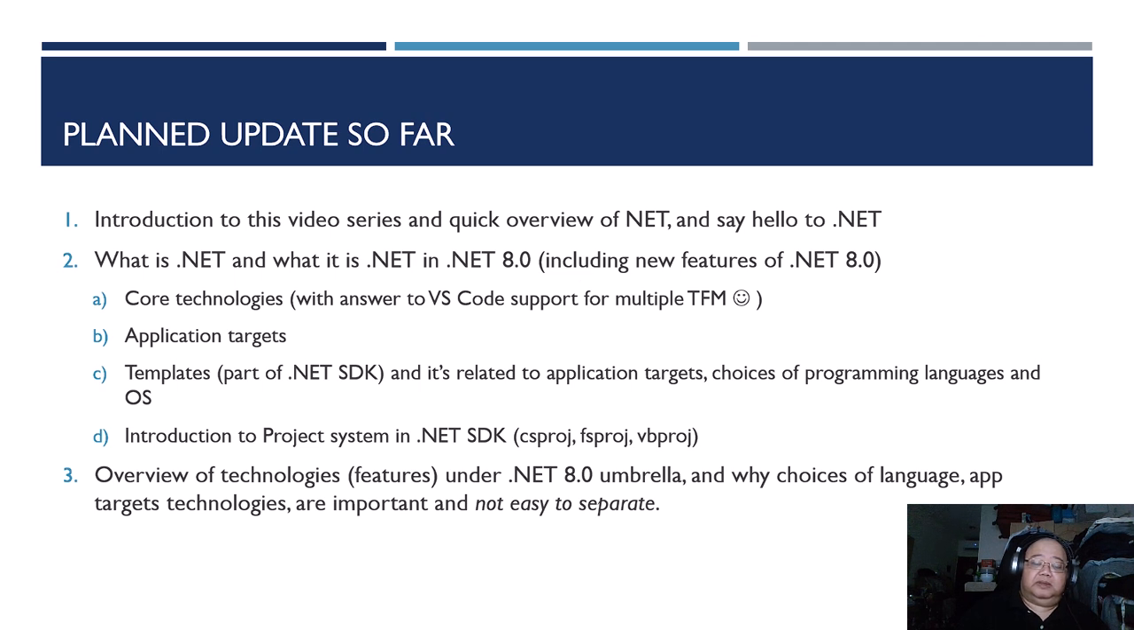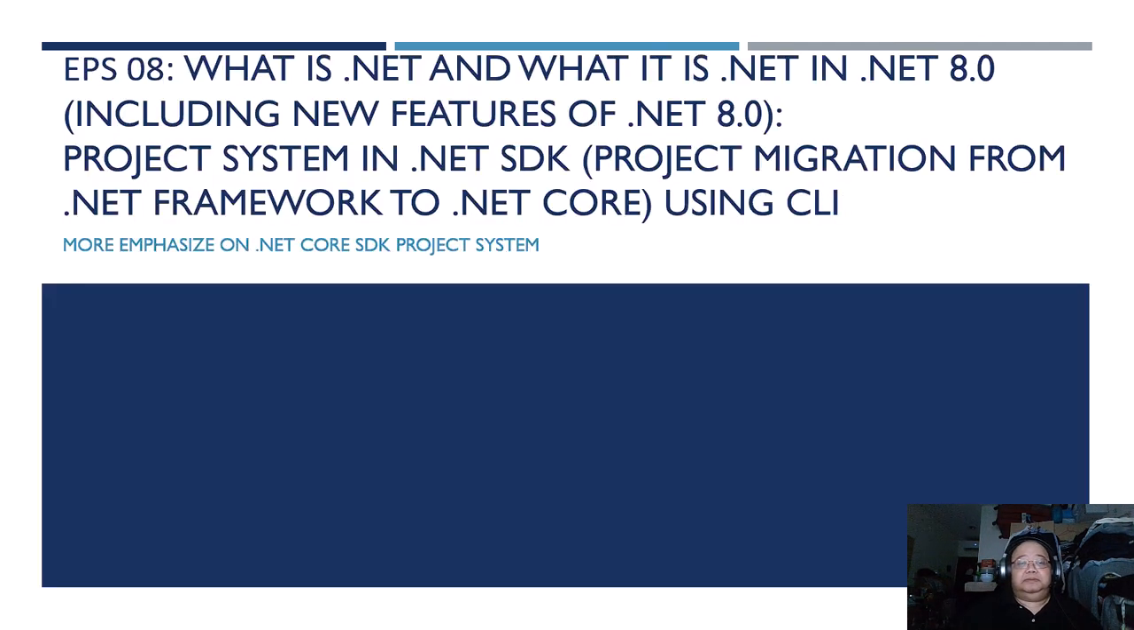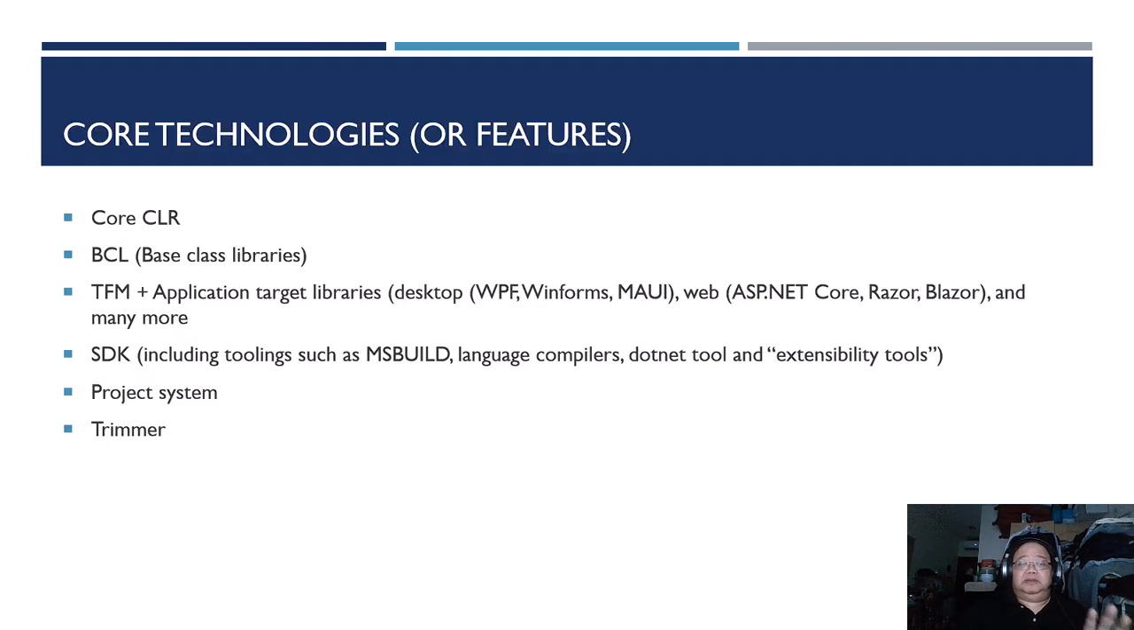And now we are going to go deeper, more than that, like migrating the old project to the .NET Core SDK project. We are now going to use the CLI because previously, or last week, we were using Visual Studio. Just a quick recap. These are the core technologies. Of course, we are still on the project system and the tooling, and we are going to leverage more on .NET tool.